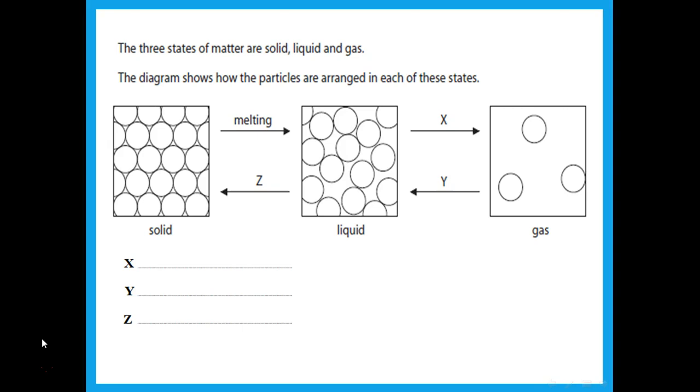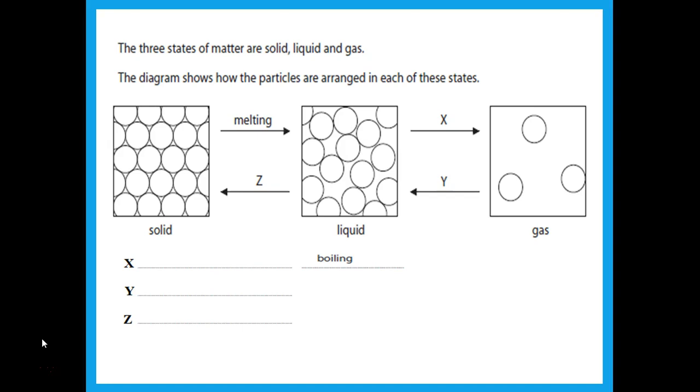Okay. 3 states of matter are solid, liquid, and gas. The diagram shows how the particles are arranged in each of these states. And he has arrows. So first of all, take note of the direction of the arrows. X is going from where to where? From liquid to gas. So X is boiling.